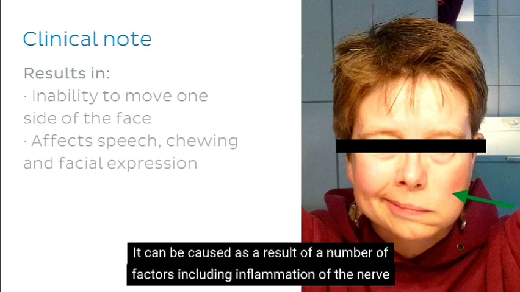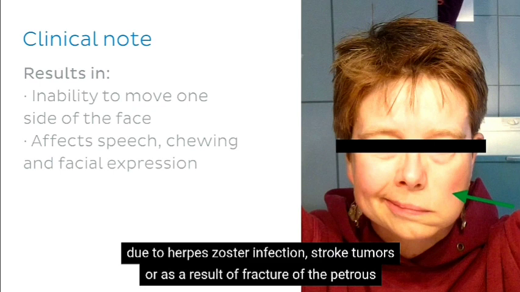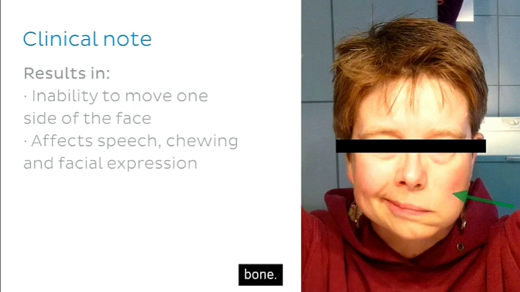It can be caused as a result of a number of factors, including inflammation of the nerve due to herpes zoster infection, stroke, tumors, or as a result of fracture of the petrous bone.